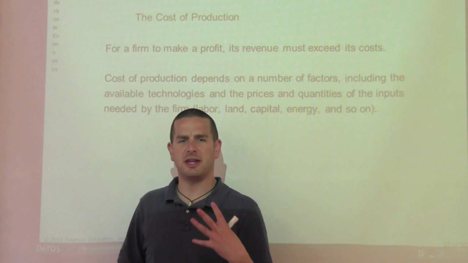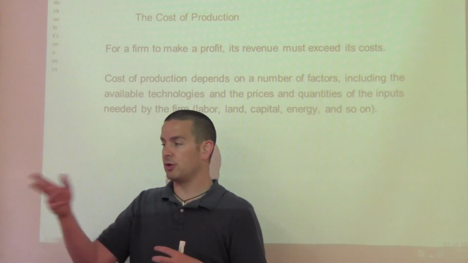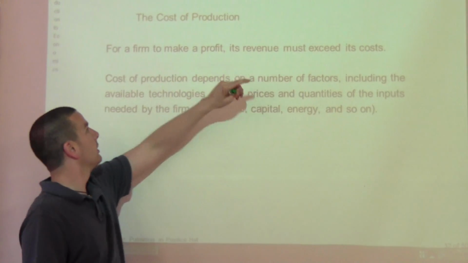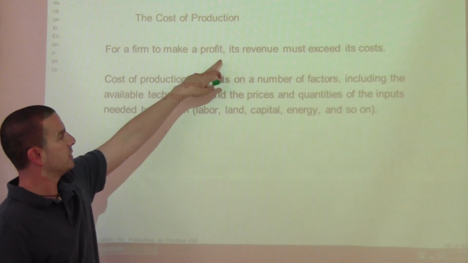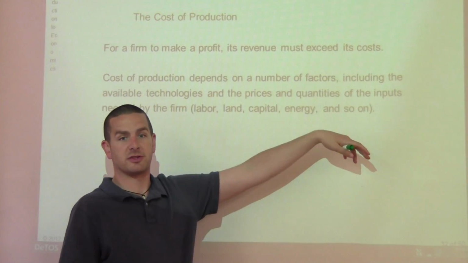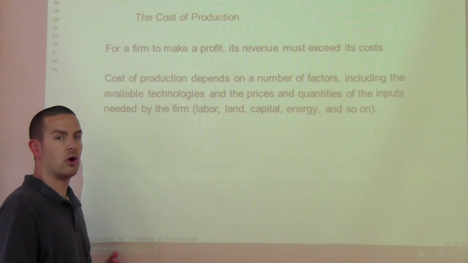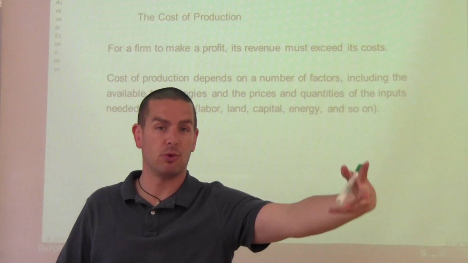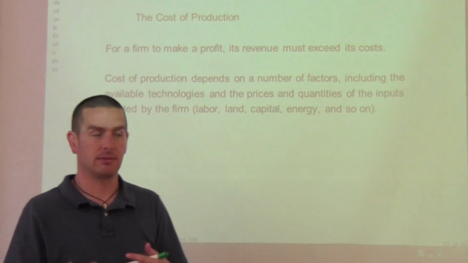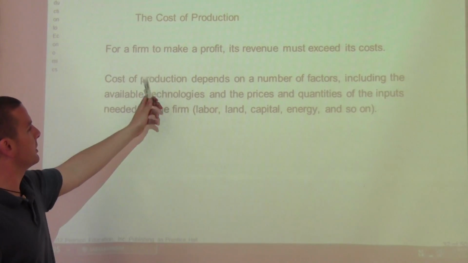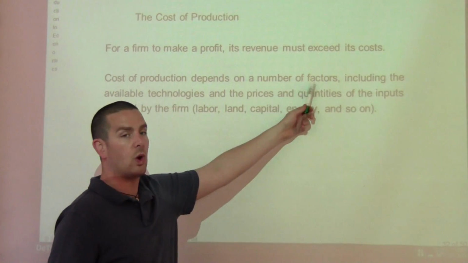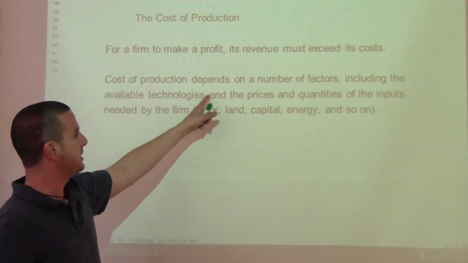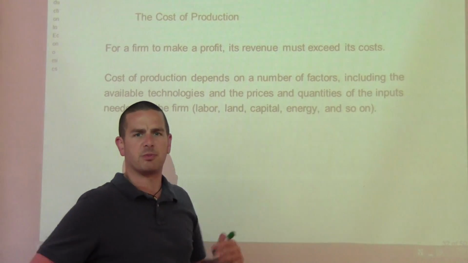What are those other things? Some of those other things would be the cost of production. In order to make a profit, your revenue has to be greater than your costs. Revenue has to exceed costs, or else you can't make profit, because you have to pay people more than you're actually taking in. So your cost of production depends on quite a lot of things. It depends on the available technology, the price of your inputs, the price of labor.